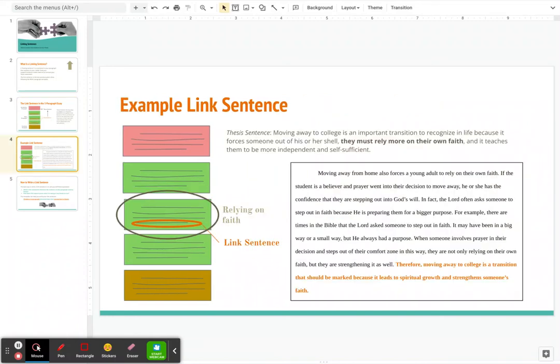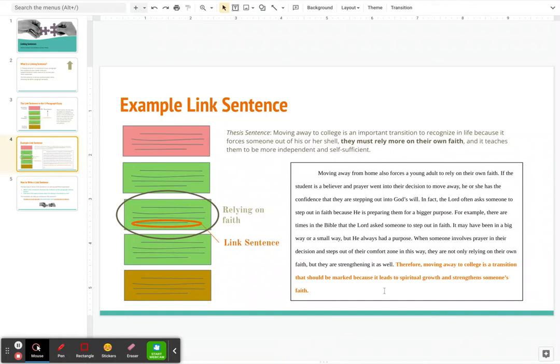So, here's a sample linking sentence, which I pulled from her middle paragraph, which is on relying on faith, which is here in her thesis. And her linking sentence at the end of the paragraph says, "Therefore, moving away to college is a transition that should be marked because it leads to spiritual growth and strengthens someone's faith."